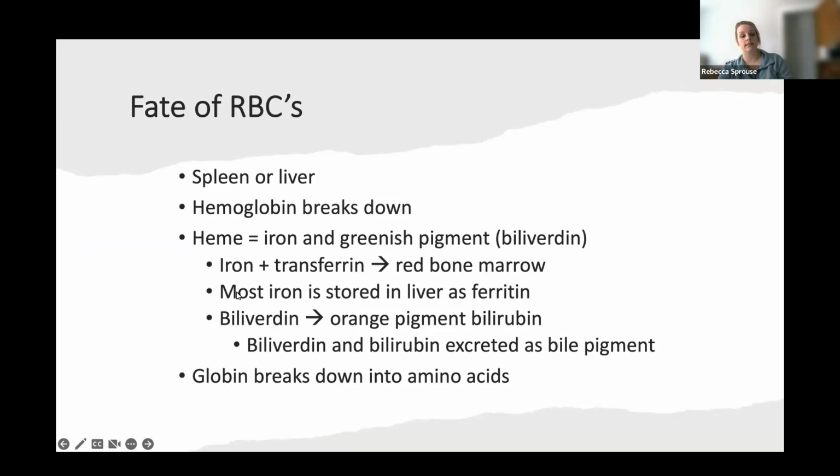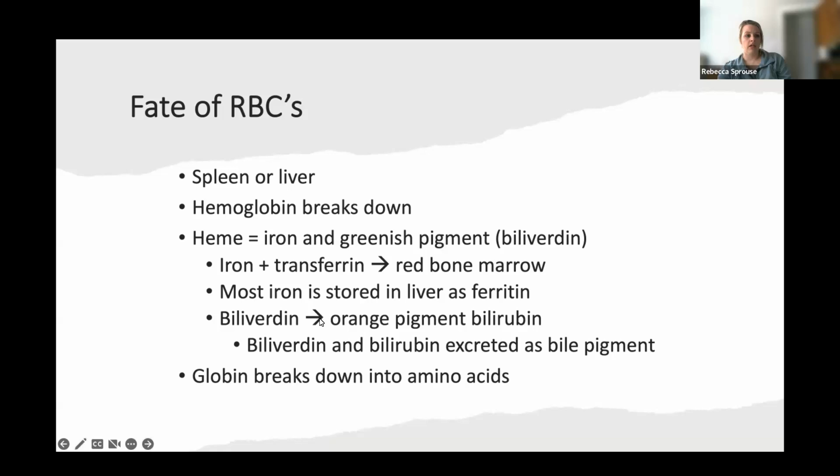Most of it, though, does not go to the red bone marrow. Most of it is stored in the liver as an iron storage molecule called ferritin. Ferritin and transferrin are common things that you measure in a blood test if somebody is suspected to be anemic, so that we can figure out if it's a problem with having too little iron binding molecules in the blood, or we don't have enough stored in the liver, or what the actual problem is, so that they can diagnose that anemia more specifically.